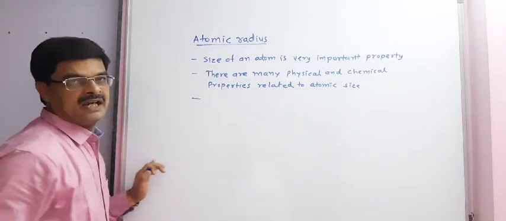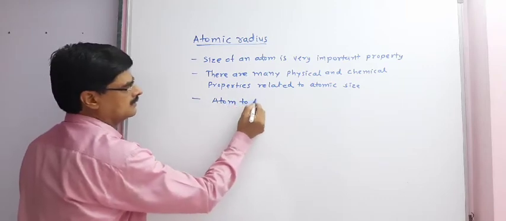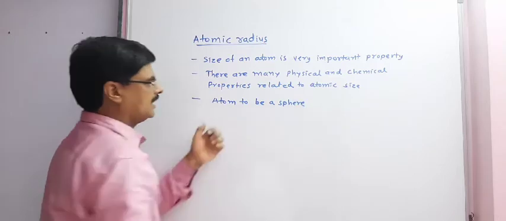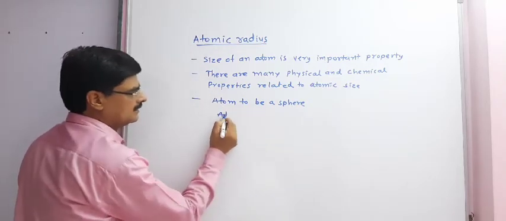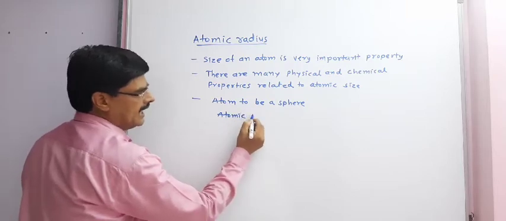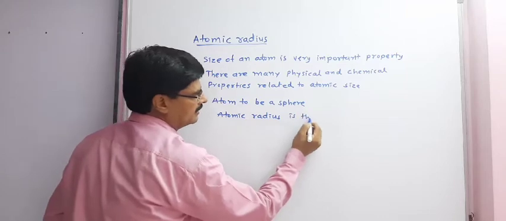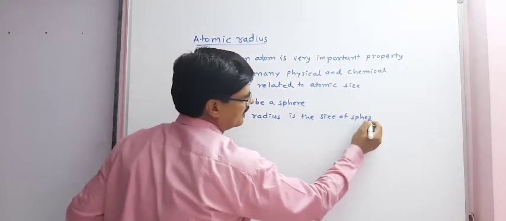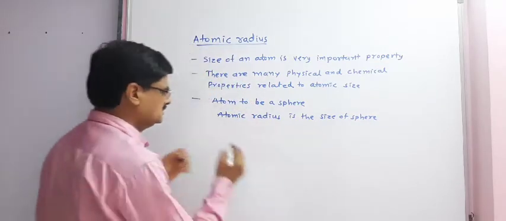Now, considering atom to be a sphere, we can say atomic radius is the size of the sphere, or simply we can say the radius of that sphere.